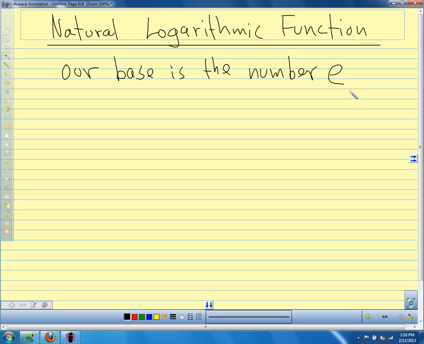And we talked a little bit about the number e yesterday. For the natural logarithmic function, base e shows up a lot, so we give it a special symbol. We write for our natural logarithmic function, f of x equals ln x. ln stands for natural log. And this is the same as log base e of x. Natural log, ln, means log base e.